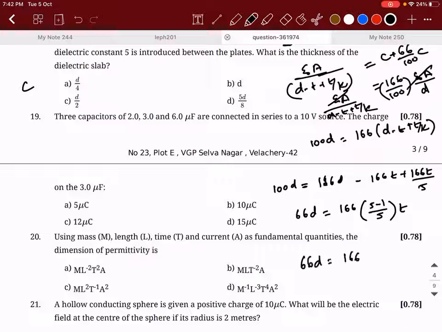66D is equal to, how many of you got this right? 4 by 5 times T. 4 will not go. 166, is there a possibility for it to get cancelled? I don't think so, right? So what is going to be the answer?